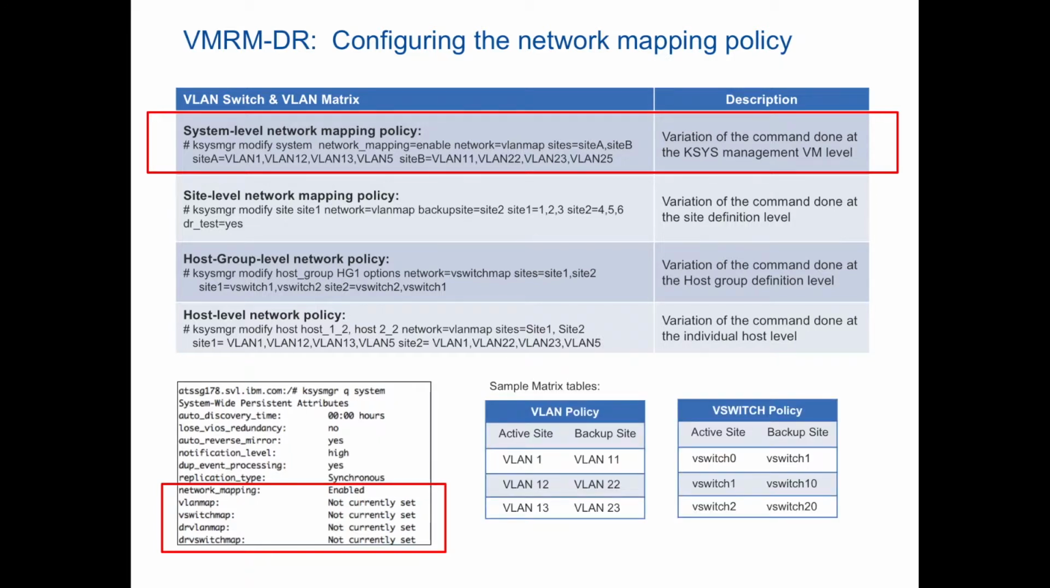And then effectively what you're doing is setting up a matrix that says if the workloads or the VMs exist on site 1, use this VLAN. If they exist on the second site, use the second VLAN. And notice that I kind of staggered the numbers. So VLAN 1 on site 1, VLAN 11 on the right hand side, and so forth. Same thing for the vSwitches. So now let's go ahead and perform the actual DR test operation.